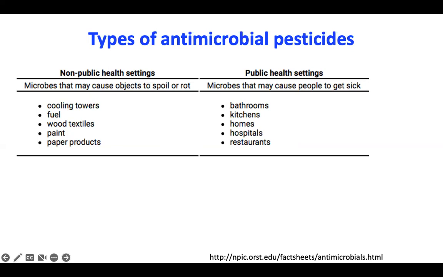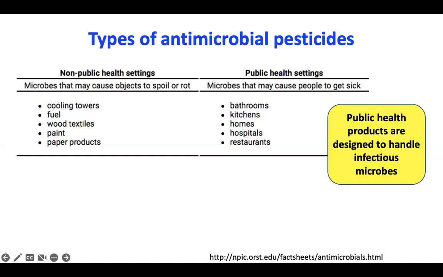As you can see, there are a few types of antimicrobial pesticides. Non-public health settings involve microbials that may cause objects to spoil or rot, such as cooling towers, fuel, paint, and paper products. However, there are also public health settings, which involve microbials that can cause people to get sick. You can see this in bathrooms, kitchens, homes, hospitals, and restaurants. Public health products are designed to handle infectious microbials.